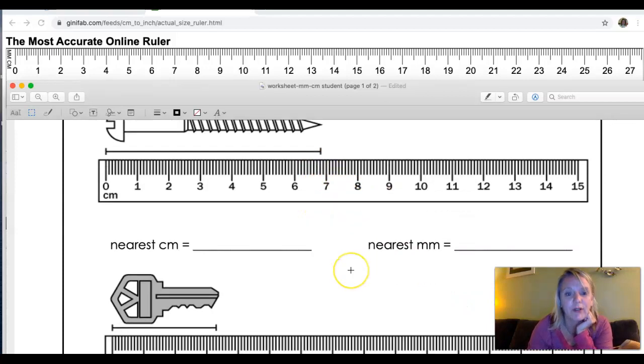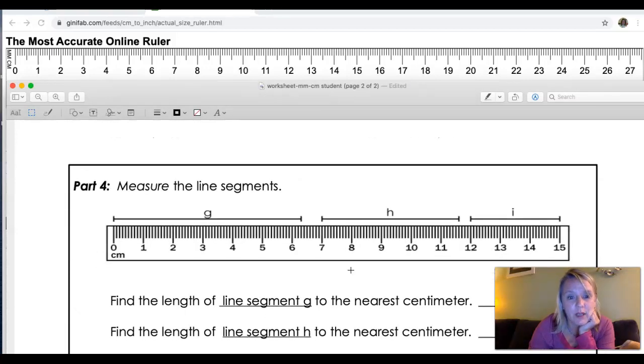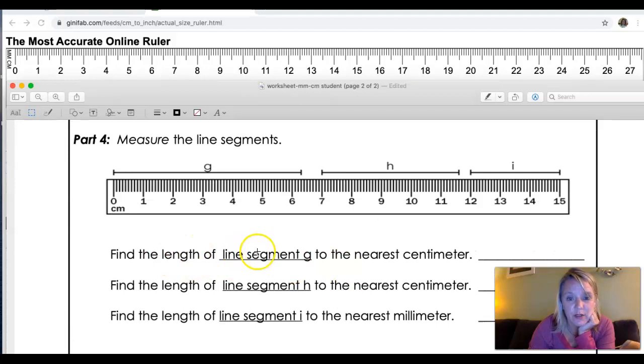Yours are probably better. All right, on the next page, you're just measuring the line segments, okay? Pay close attention to what unit they want you to answer in, okay? Find the length of segment G to the nearest centimeter. Okay, so you're just using these numbers here for a centimeter. This one here is asking about millimeters, so this is line I.